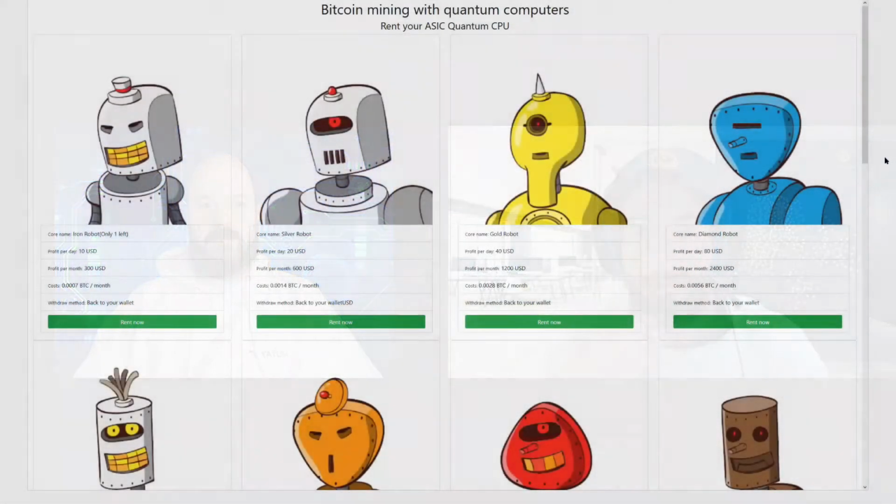Well, given all that has been going on with crypto, especially with NFTs this year, I was looking to get into the game myself and just try to invest. I have some money on the side, so I wanted to see what I could make it work for. And I stumbled across this website, which seems to be extremely legit, as you can see. It is a Bitcoin mining with quantum computer opportunity.